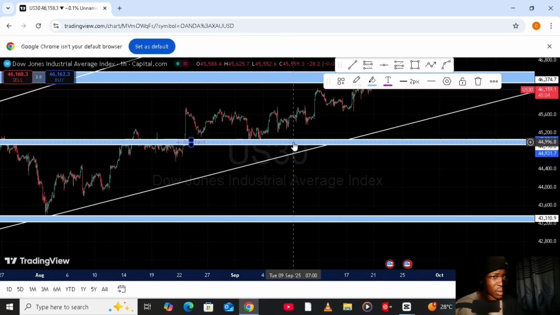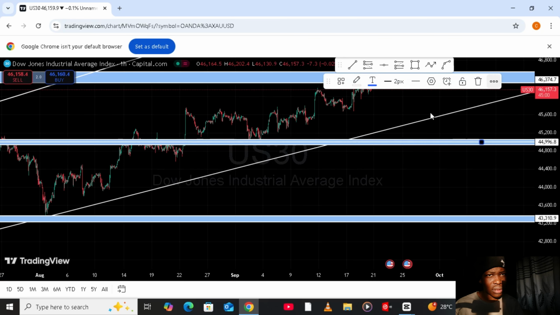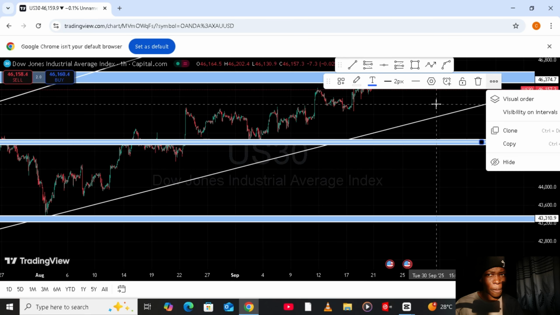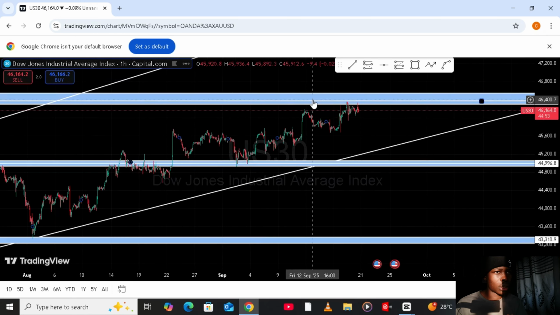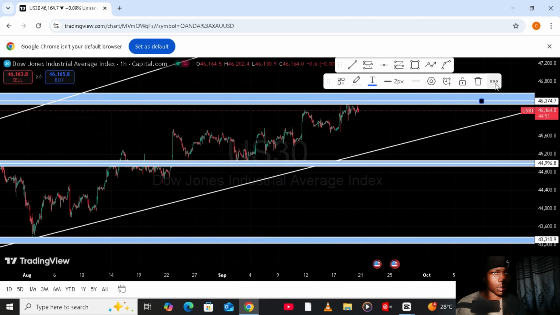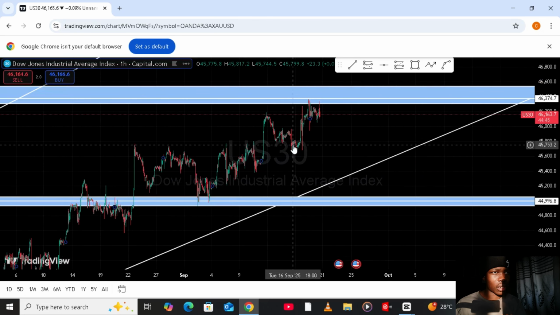And then just bring this one forward. Bring in front, yeah. Then just bring this one forward too. Just bring in front. Yeah, just like this. So you can easily see we have a trend line right here, right?